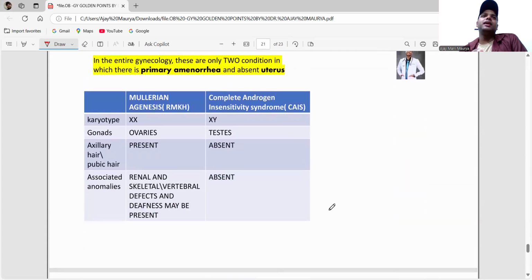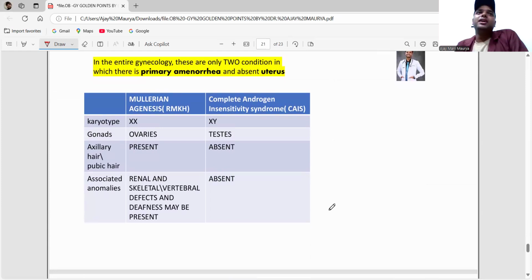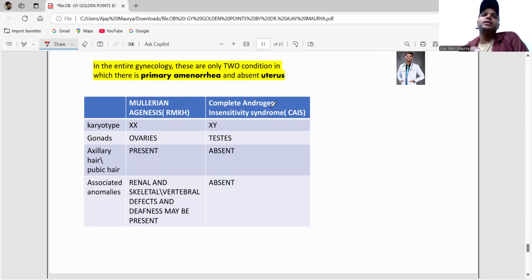Also, guys, please see this. In the entire gynecology, there are only two conditions in which there is a primary amenorrhea and an absent uterus. This is the Mullerian agenesis and there is a complete androgen insensitivity. Remember this one. Here the karyotype is female, here it is male. The gonads are ovaries here and here testes. Remember how to differentiate: here there is axillary hair and pubic hair present, but absent here. Associated anomalies are renal and skeletal defects. Here is nothing. Please remember.